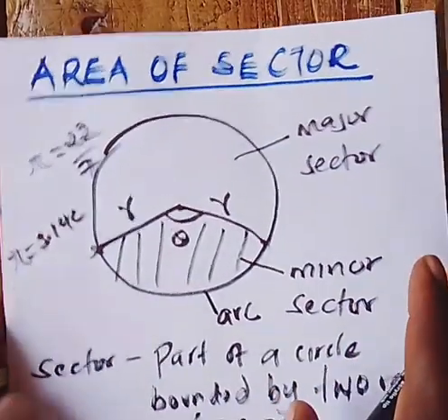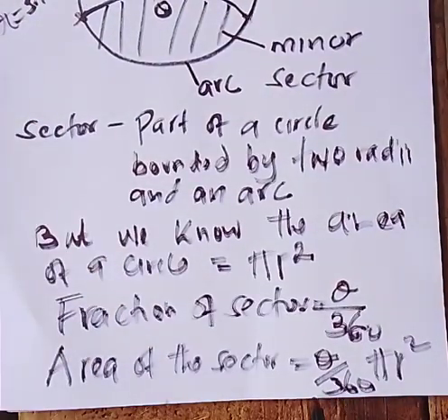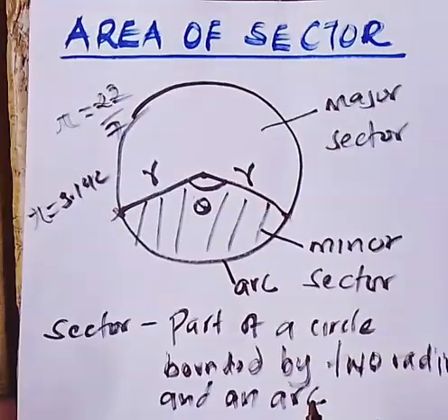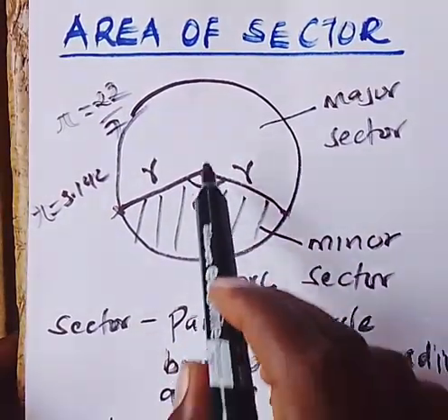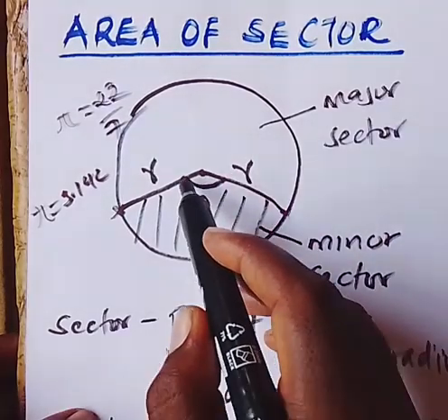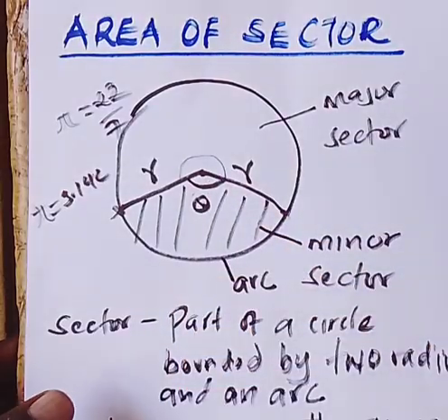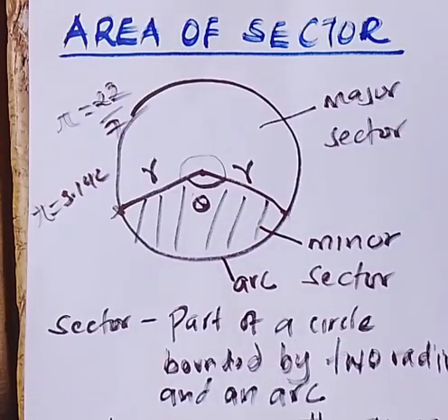So now the area of a sector is given by theta over 360 pi r squared. And you can see the two sectors have been given here. So if you are given this angle and you want the other angle, you can simply subtract this one from 360 degrees. So my learners, my followers, that is how you calculate the area of a sector.